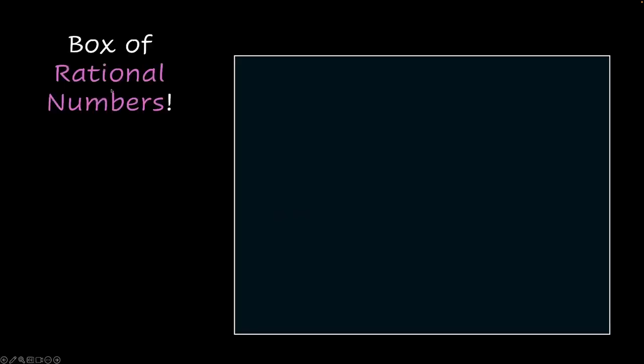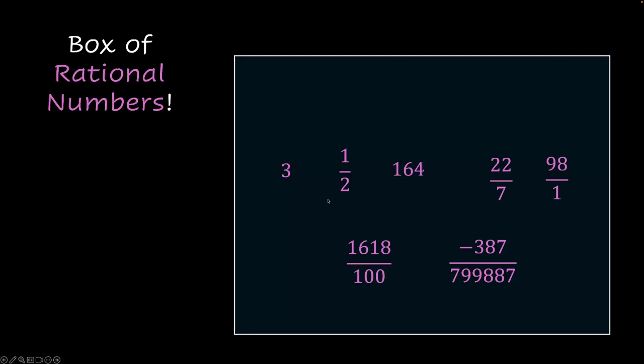Now, here's another box for you. This is a box of rational numbers. What I mean by that is any rational number that you could think of would be inside this box. It could be 3, it could be 1 over 2, it could be 164, 22 by 7, which is a rational number, 98 over 1, or any other number of the form p by q, where q is not equal to 0 and p and q are integers, will be inside this box. That's this box of rational numbers.